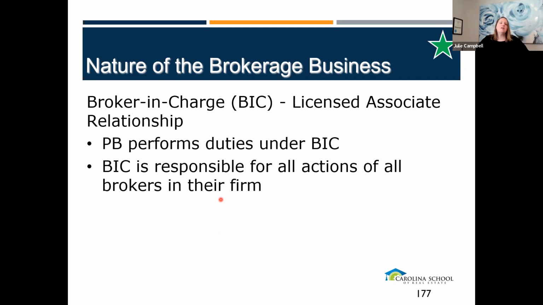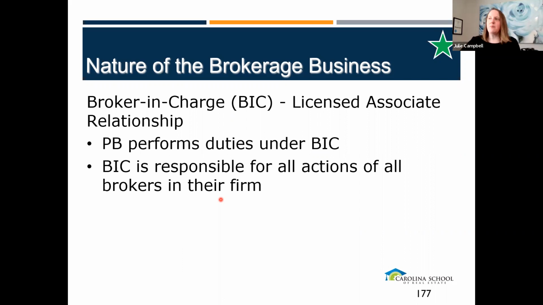So as a PB, your BIC is in your back pocket. As a broker, you have some more flexibility, but your BIC is still responsible for some of the actions of the office. Do they offer training? What training do they offer? Always remember, every firm is different. Every broker is different.